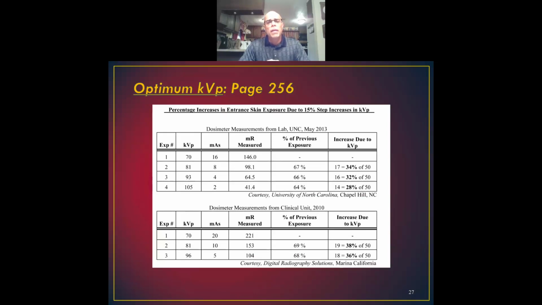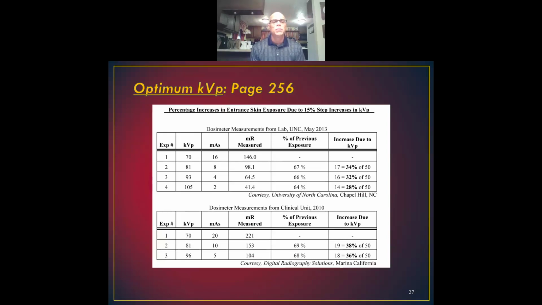So we know that by reducing our mAs from 16 to 8, that halved it. So we take 50 away automatically. That leaves us with 17. 17% of the other 50% of the total exposure. So we ask, what percent of that other half of the exposure is 17, and it's 34.